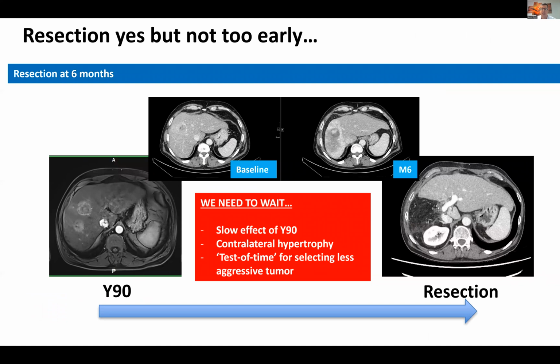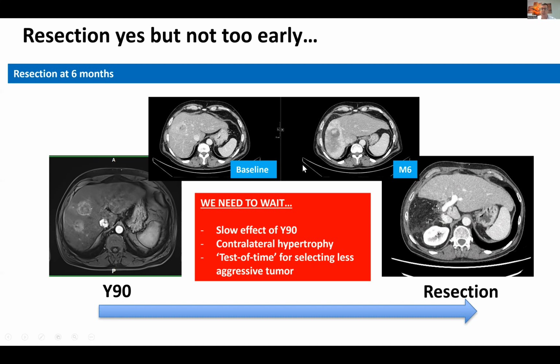Why is Y90 interesting as a downstaging strategy? For different reasons. The first one is that we really need to wait. We need to treat the patient with Y90 and then we just follow up the patient. Why? For three reasons. The first reason is that there is a slow effect of Y90, a slow effect of radiation in general. It means that you need to wait for at least 3-4 months to get the maximal effect of Y90. That's the first point.